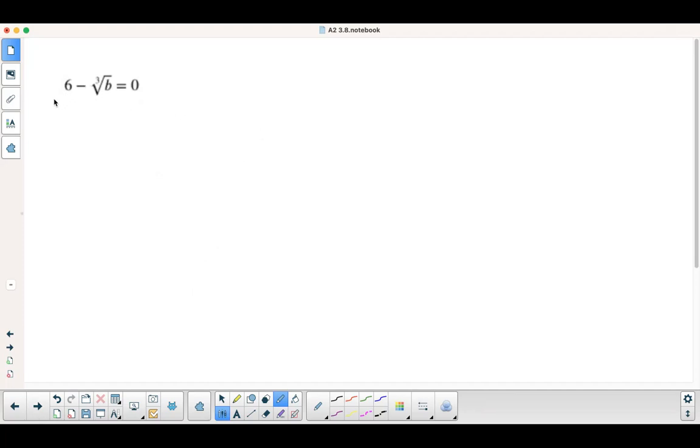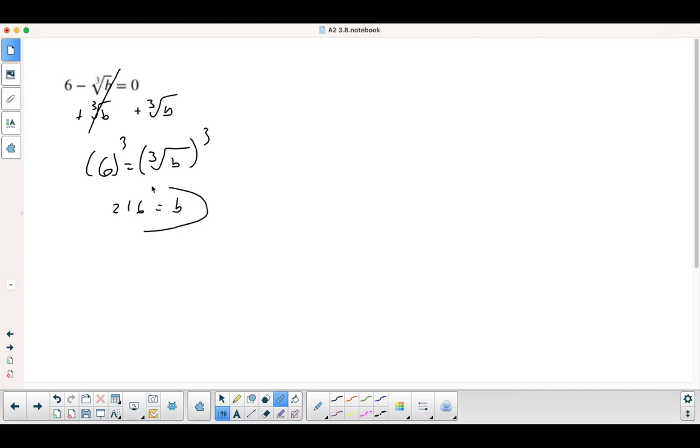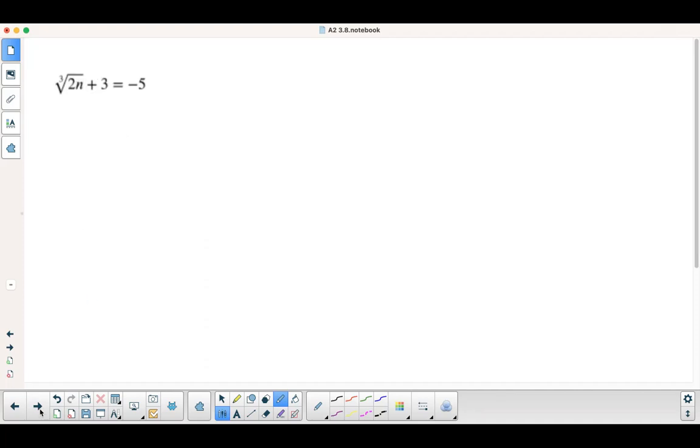All right, so I could subtract 6 and then divide by -1, but it's probably just easier to move this whole thing over to the right so that it's positive. And then I can cube both sides to get rid of the cube root. And you get 216. All right, isolate the cube root, so I subtract 3.